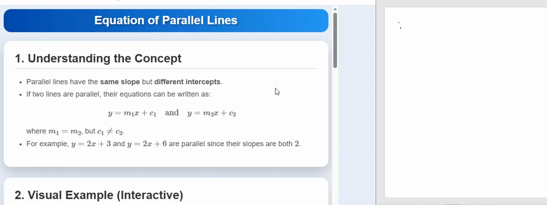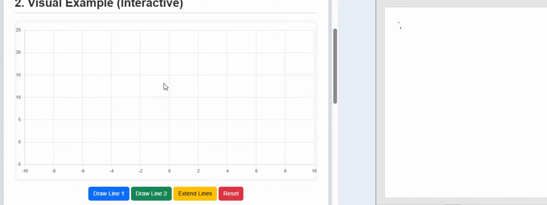In today's lesson, I want us to learn about equations of parallel lines. But before we learn about the equations, can we first understand what parallel lines are? Let's draw two lines in this interactive graph and observe their behavior. So I can draw line 1, that one, and then I'll draw line 2.